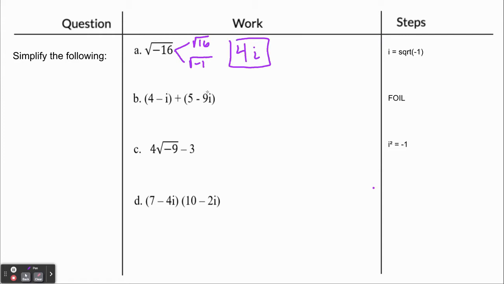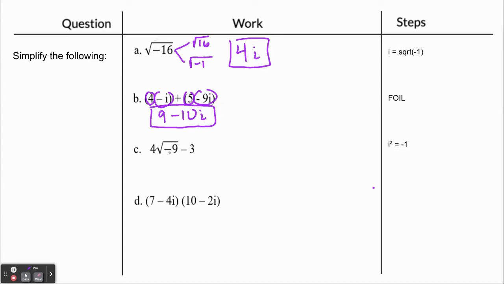This one here, if we're simplifying this, we're going to be adding, and this is two complex numbers. So really what I'm doing is just combining like terms. I'm doing 4 plus 5, which is 9, and negative i plus a negative 9i, which is negative 10i. So simplified, we have our new complex number, 9 minus 10i.